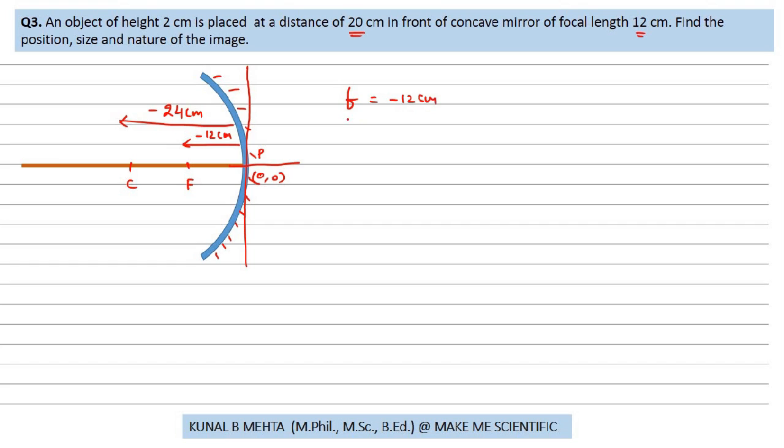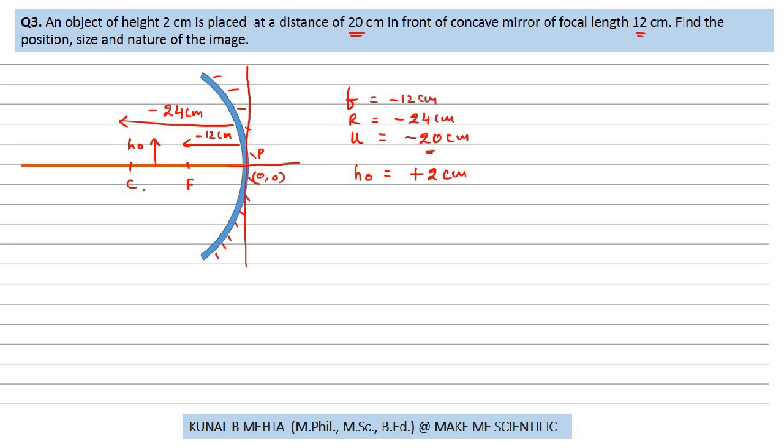minus 12 centimeter, radius of curvature is the double, so minus 24 centimeter, and the object has to be kept on the left hand side of the pole, so the object distance is minus 20. You can understand that this 20 lies between 12 and 24, so the object is between F and C. And the height of the object is also given to us, and since the objects are always upright, its height will be considered as plus 2 centimeters.